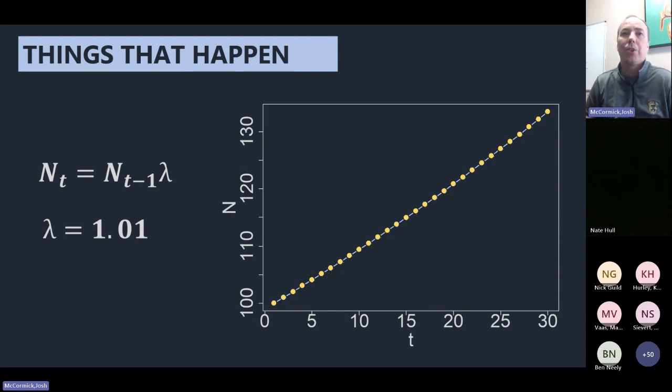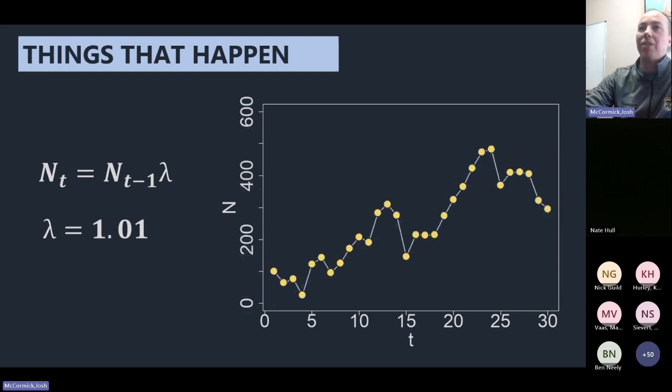This is just an exponential growth model where the abundance of the population at time t is equal to the abundance at the previous time step times some change in the population, which I'm going to call lambda. So in this case, lambda is the parameter that governs the population. In this example, if we set that to 1.01, we get the figure on the right. So at any given time, the population increases by 1%.